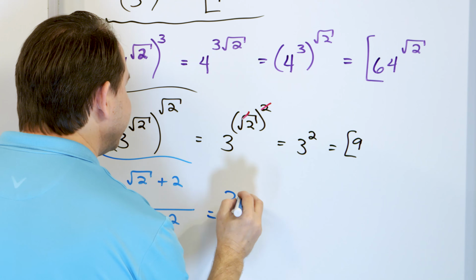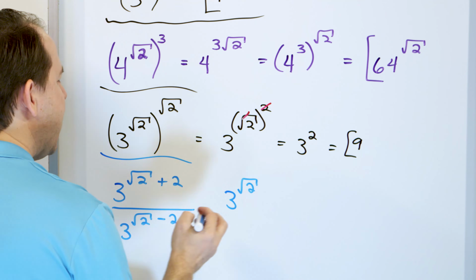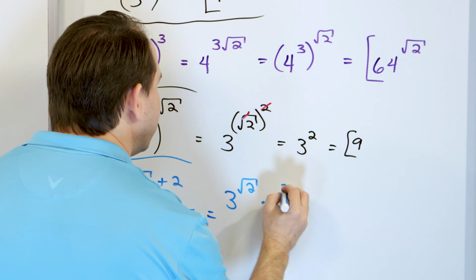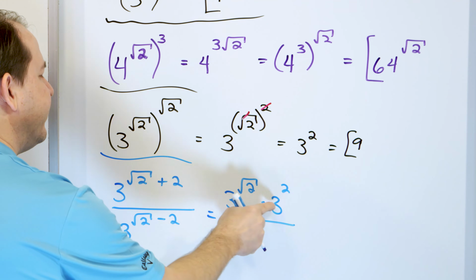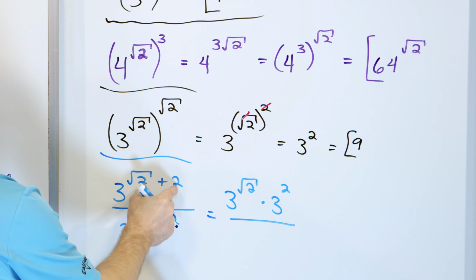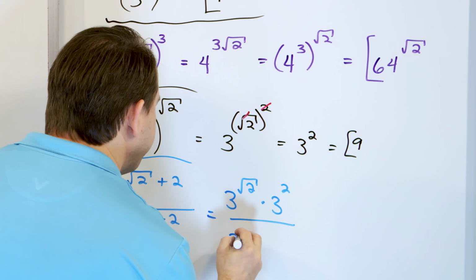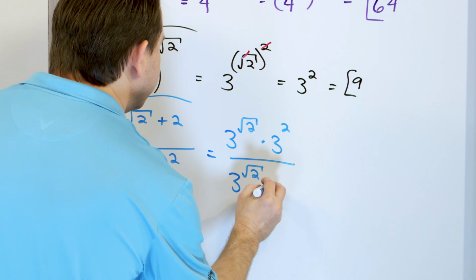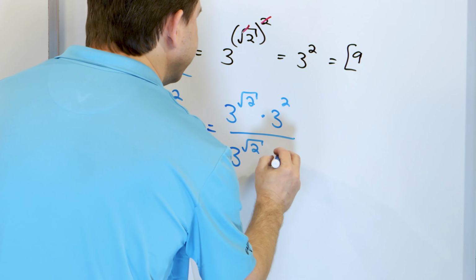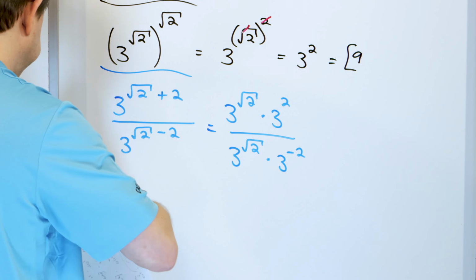So this is exactly the same thing as 3 to the square root of 2, and I'm going to multiply by another 3 squared. Why? Because the bases are the same. I can add the exponents together, and that's exactly what I have here. So I just break it apart and go backwards. On the bottom, it'll be 3 to the square root of 2 times 3 to the negative 2 power.